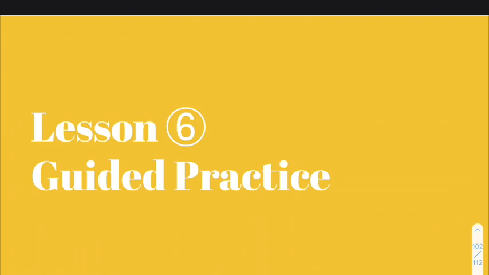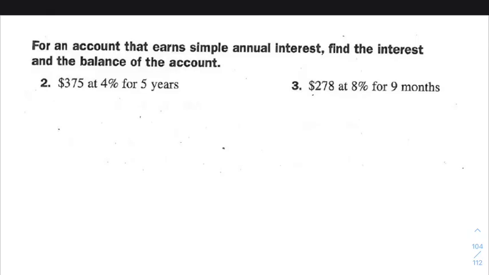Let's get started. We're going to skip number 1 and jump right in with number 2. For numbers 2 through 7, the directions say, for an account that earns simple annual interest, find the interest and the balance of the account. We're going to use our simple interest formula to solve these problems.